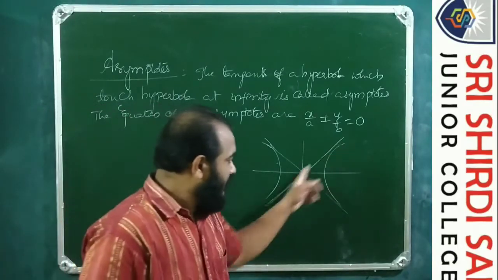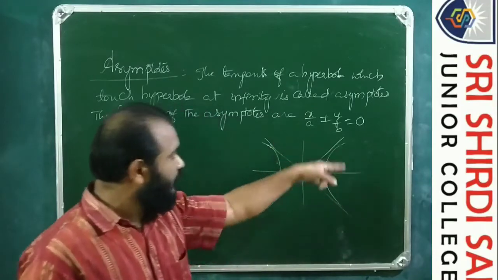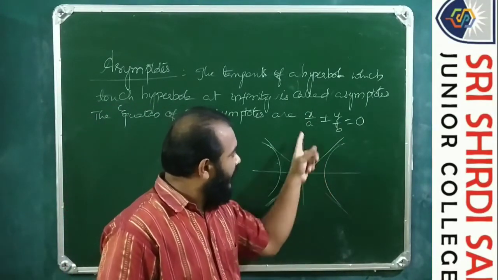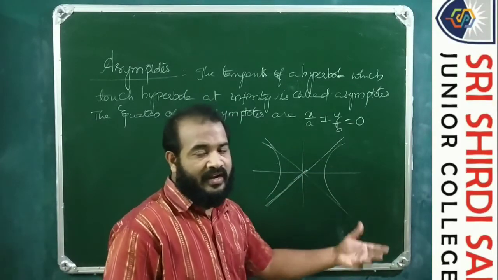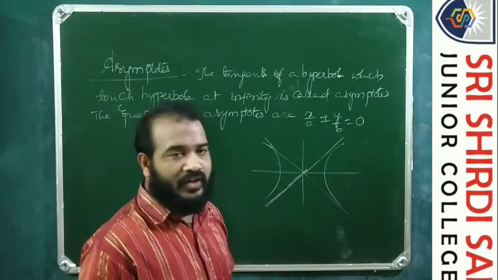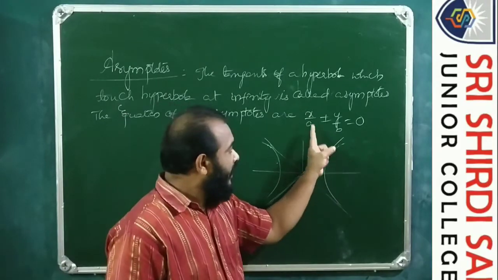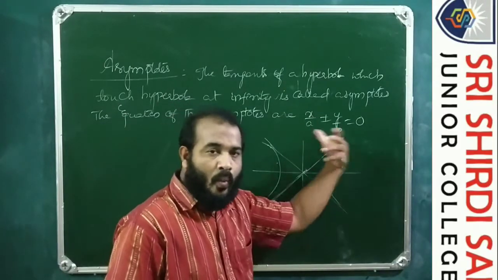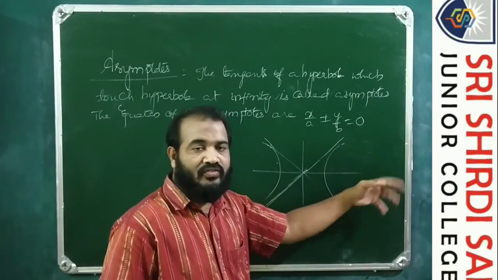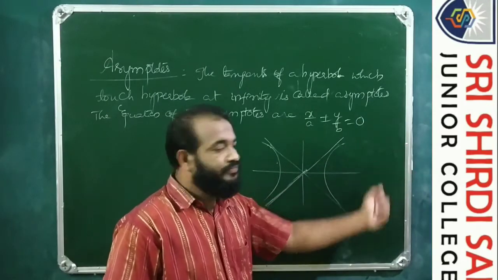Then the equations of these tangents are said to be the asymptotes, and the equations of the asymptotes are x by a plus y by b equals 0 for one line, and x by a minus y by b equals 0 for another line. The equation of the pair of asymptotes is x square by a square minus y square by b square equals 0. While x by a plus y by b equals 0 is one tangent, and x by a minus y by b equals 0 is another tangent. So these are the individual asymptotes.